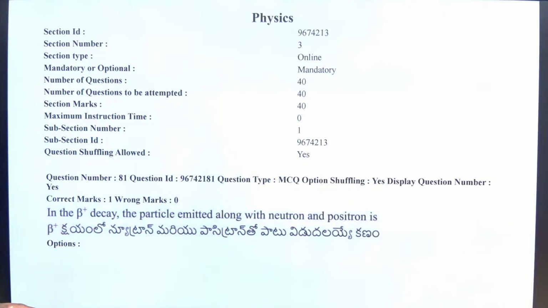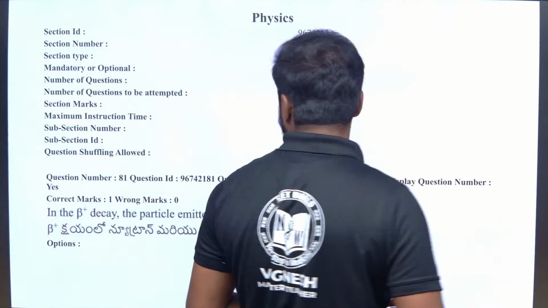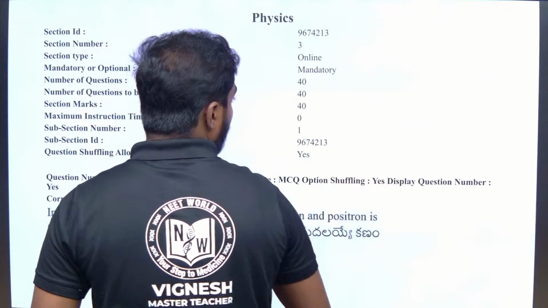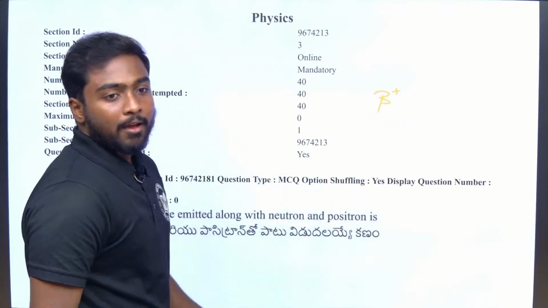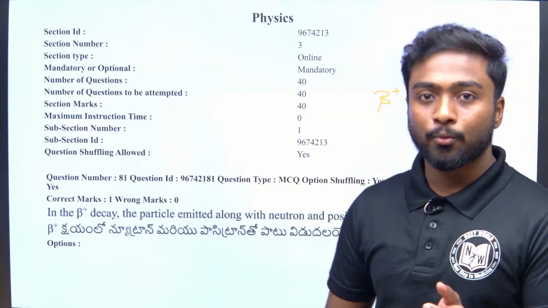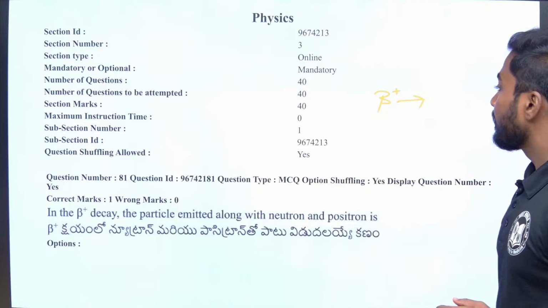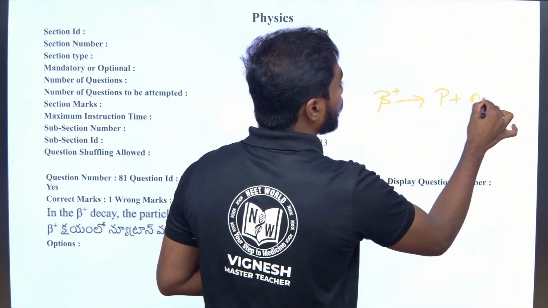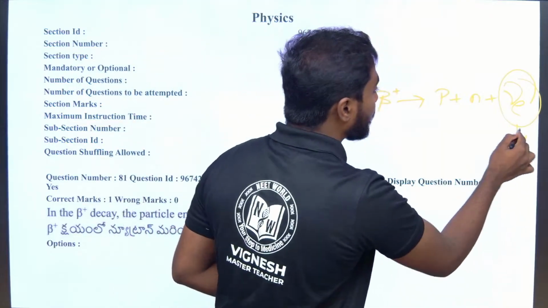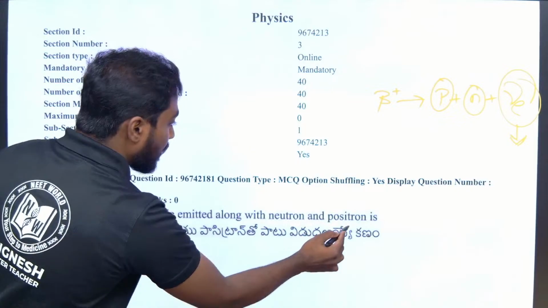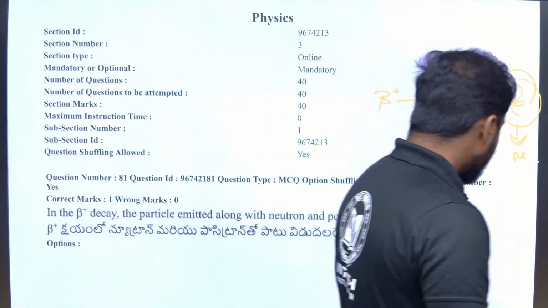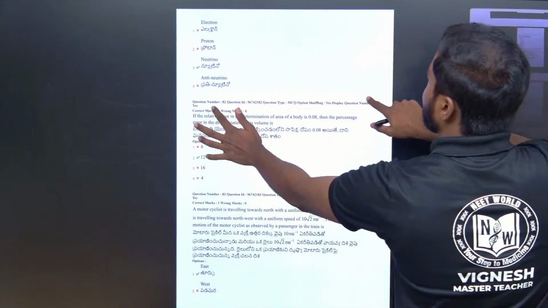So in beta plus decay, the particle emitted along with neutron and positron is. So when we talk about the beta plus decay, a proton inside the nucleus gives a positron, a neutron and some other particle. This is the thing they are asking. Proton is given and neutron is given. This is positron and this is neutron and this is neutrino, we will say. Let me take the next page where you can see the options.